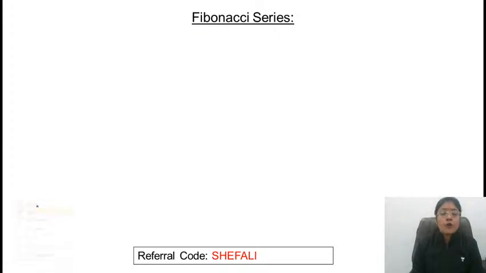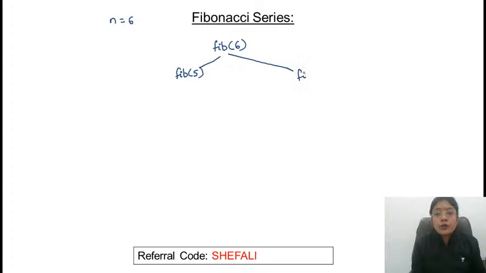Let's consider the value of n is equal to 6. So Fibonacci of 6, if I want to get the value of Fibonacci of 6, तो function call कहाँ पे आई? Fibonacci of 6 पे. This will be evaluated in terms of Fibonacci of 5 and Fibonacci of 4. So this will make a call to Fibonacci of 5. And this will make a call to Fibonacci of 4. Yes, Fibonacci of 6 is nothing but the sum of the previous two terms, that is Fibonacci of 5 and Fibonacci of 4.